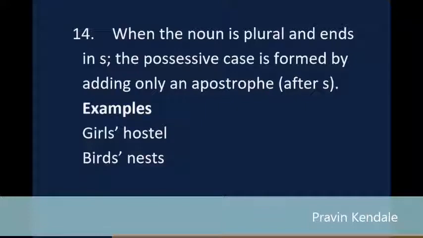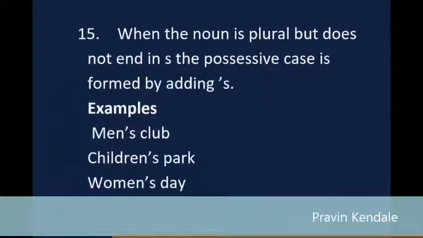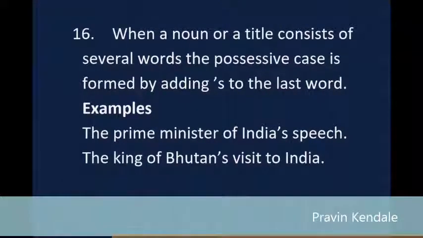15. When the noun is plural but does not end in s, the possessive case is formed by adding apostrophe s. Examples: men's club, children's park, women's day. 16. When a noun or a title consists of several words, the possessive case is formed by adding apostrophe s to the last word. Examples: the Prime Minister of India's speech, the King of Bhutan's visit to India.